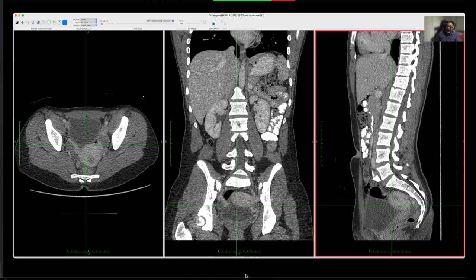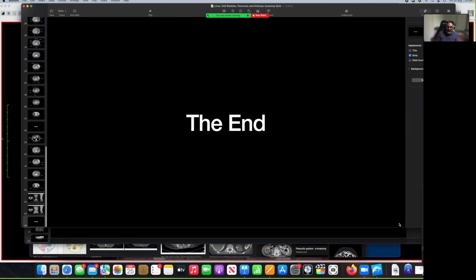Are you guessing or can you actually see it? Correct. That is the vesicouterine pouch. I won't write the answer. And I think that's the last one.